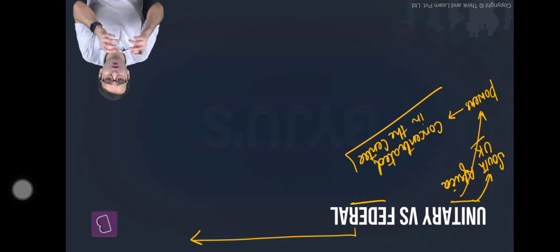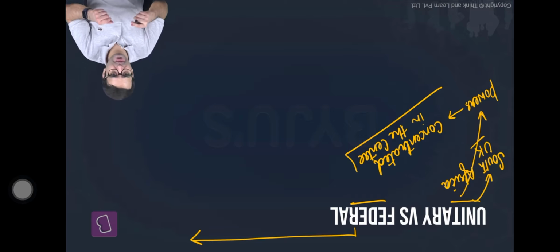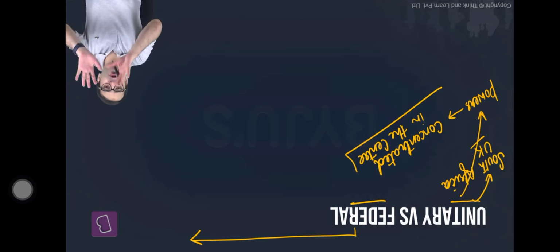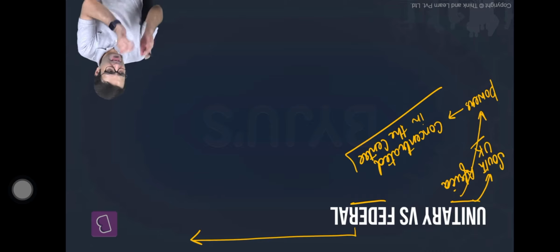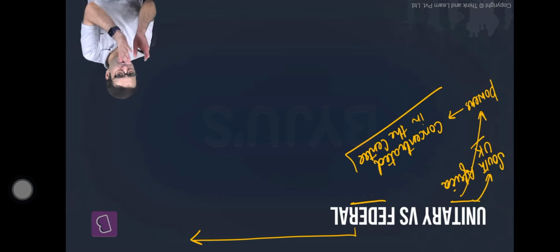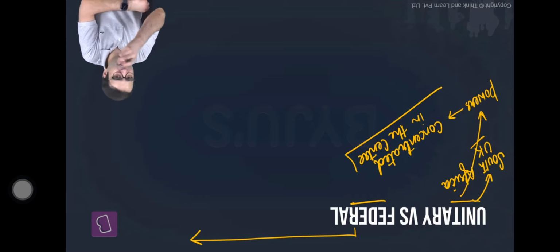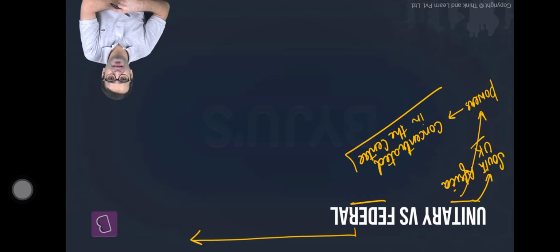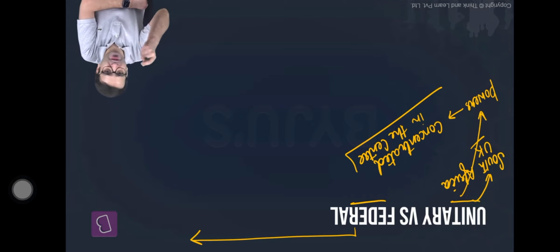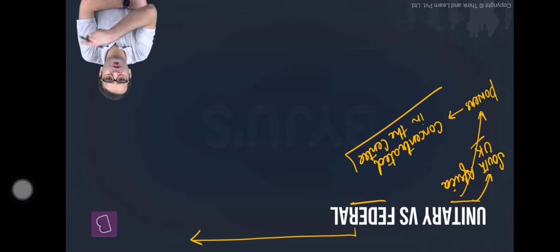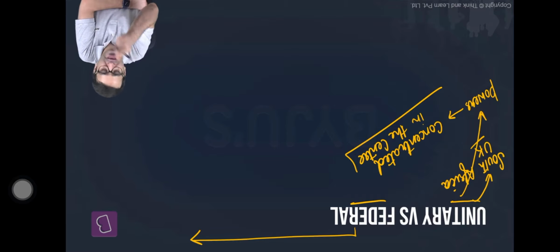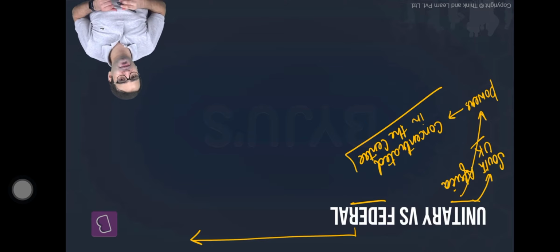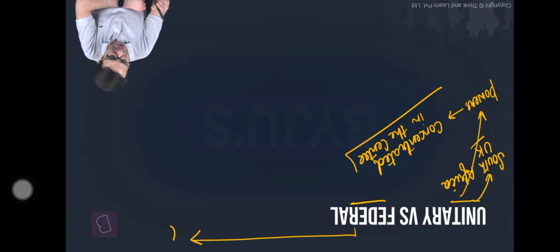But then how do we know? How can we say whether a constitution is federal or unitary? Is Indian constitution federal or unitary? Is Canadian constitution federal or unitary? Is Australian constitution federal or unitary? Is German constitution, Weimar constitution, federal or unitary? How do we know that? We have to compare the constitution with the Constitution of United States of America.